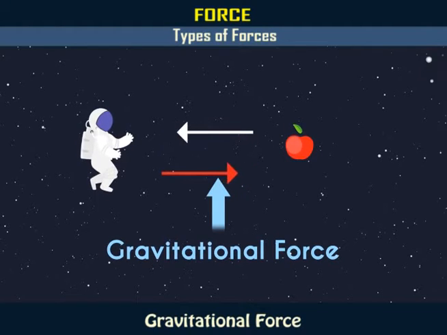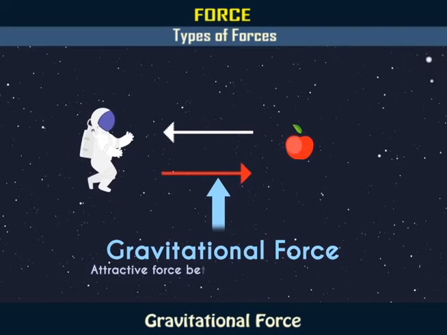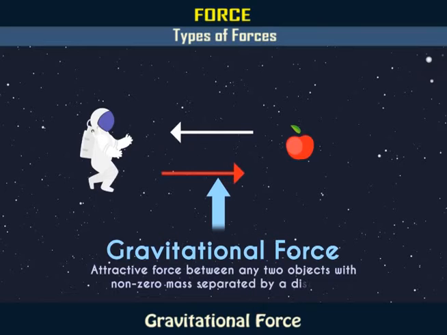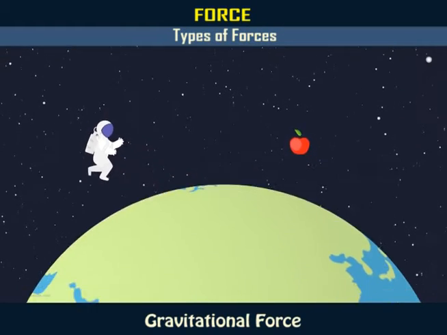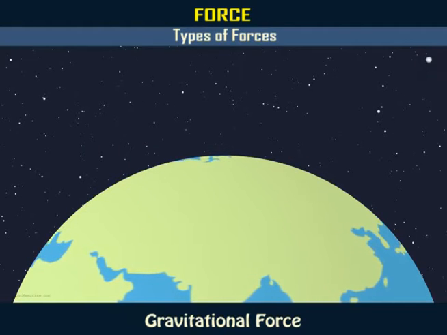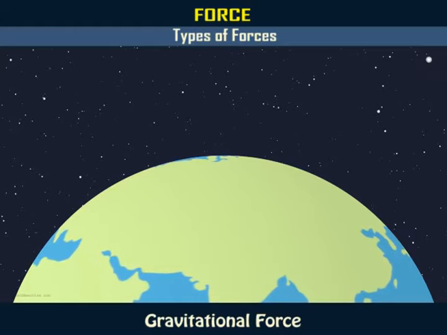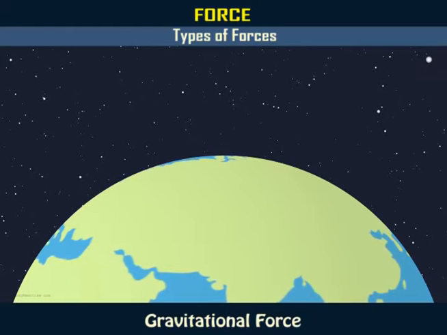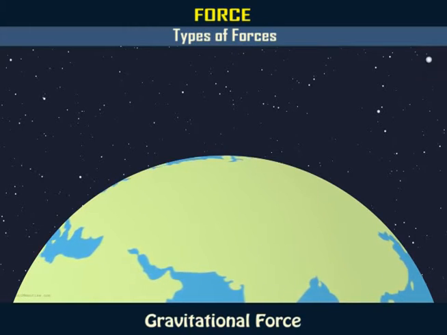Defined, the gravitational force is the attractive force between any two objects with non-zero mass separated by a distance. It is not just the force the Earth uses to pull the objects towards it, but because all of us live on Earth, most examples for gravitational force will relate to the Earth pulling objects towards it.